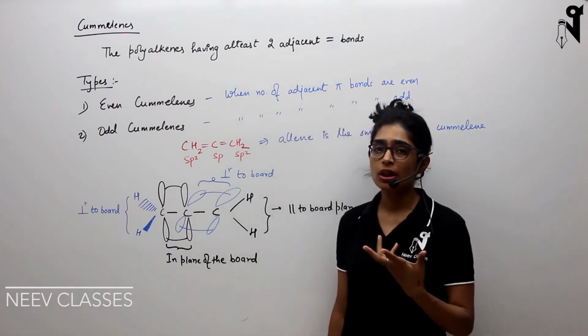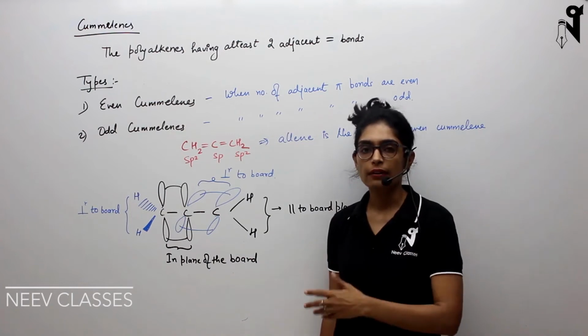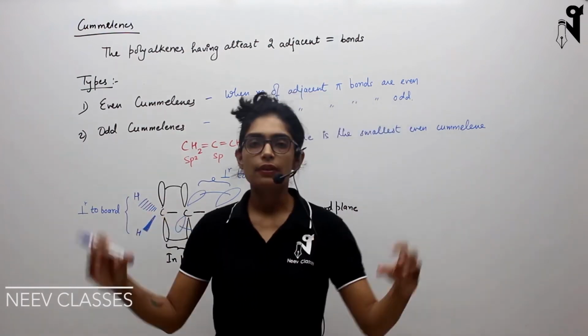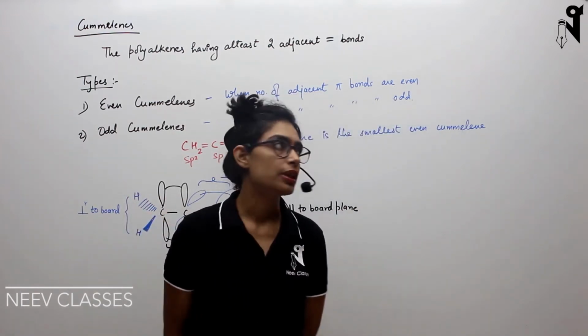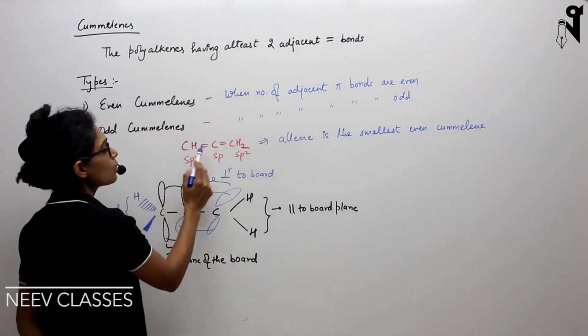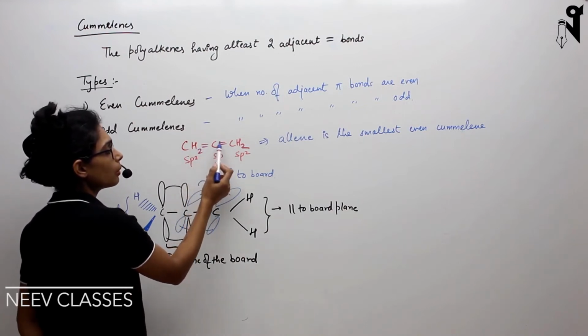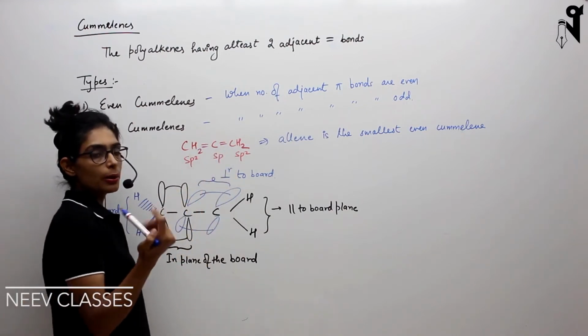If we have 3 or an odd multiple, 1, 3, 5, 7, like that, pi bonds consecutively, then these are called odd cumulenes. Now let's see what exactly we mean by even cumulenes. I have CH2 double bond C double bond CH2. So I have one pi bond here and another pi bond over here, so basically 2 pi bonds.